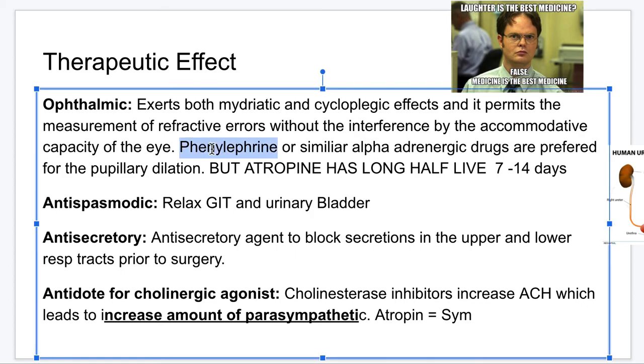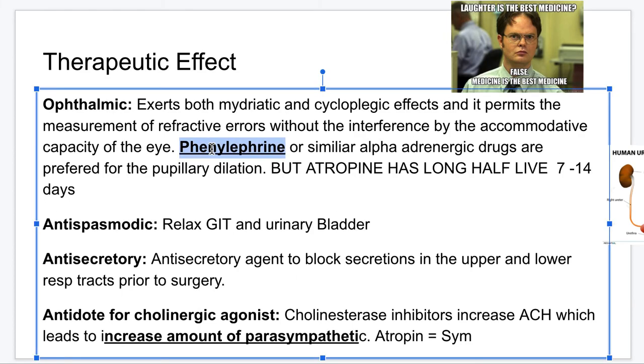If you want to dilate the pupils for some reason, use phenylephrine. Phenylephrine, what is it? It binds to your adrenergic receptors. Adrenergic receptors are basically sympathomimetic, and sympathomimetic means increased dilation. Antispasmodic, it can cause fewer spasms in your GIT. So you can use it as an anti-secretory, meaning secretions in your upper and lower respiratory tracts. And it can also be an antidote to cholinergic agonists.